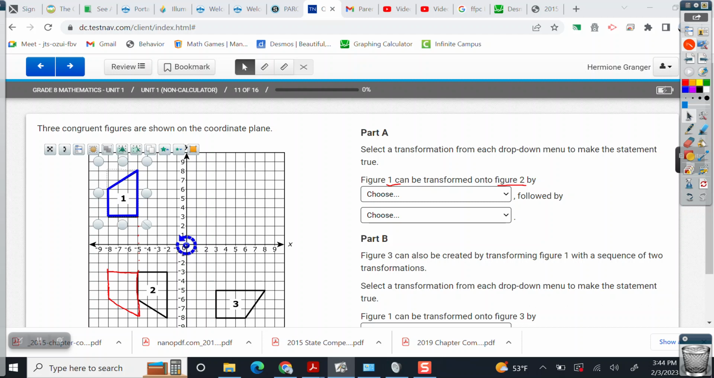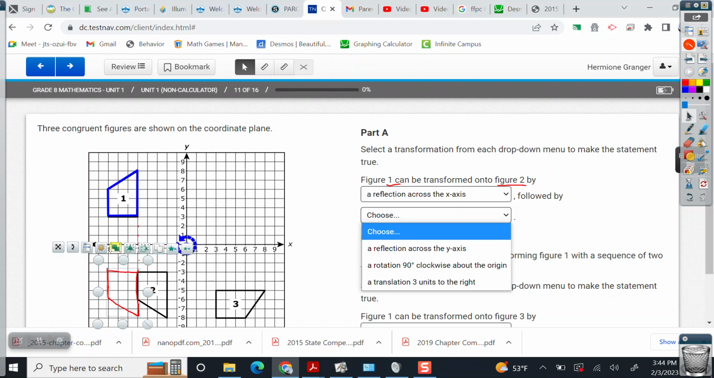All right, so I'm willing to bet that our first drop-down box is going to be the reflection over the x-axis. So let's see if one of these options will give us the final figure 2. So we have a reflection over the y-axis. Well, if I look at my red shape and I reflect over the y-axis, it's not going to become figure 2. But a rotation 90 degrees clockwise about the origin, well, if I do that, what's going to happen? If I take this shape and go 90 degrees clockwise about the origin, yeah, that's not going to do it. Nope.